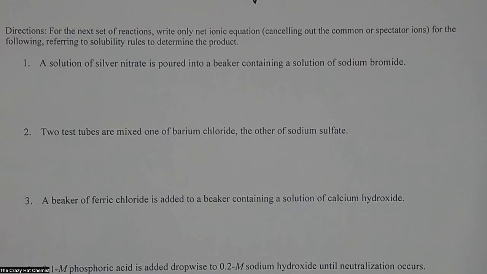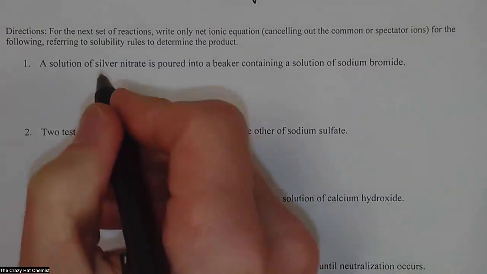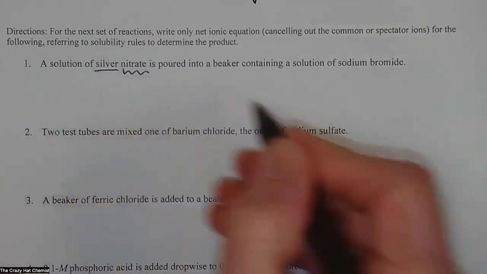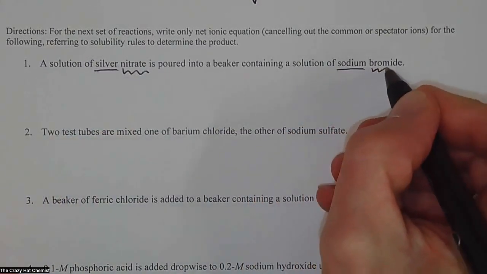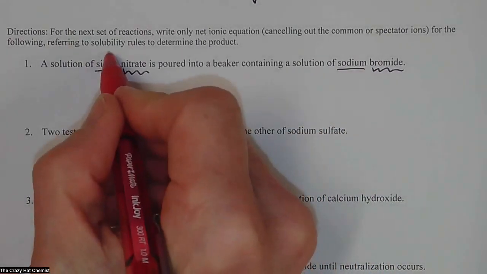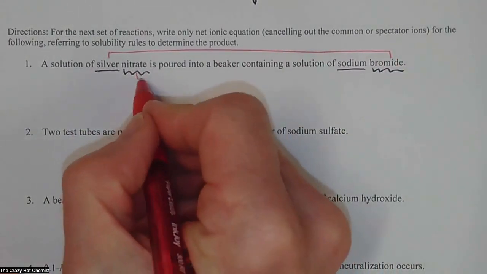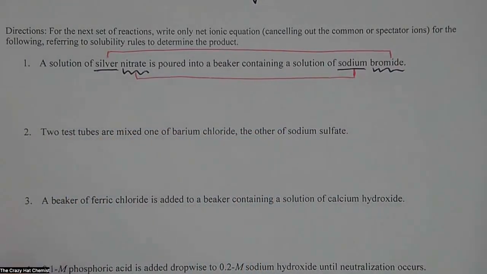And in the lecture, I clarified all of these and said, these net ionic equations which we will be doing are going to be single displacement reactions only. Okay? All right. So, silver nitrate, sodium bromide. The silver and the bromide are going to get together, and the nitrate and the sodium are going to get together. That's showing you that this is a double displacement reaction.